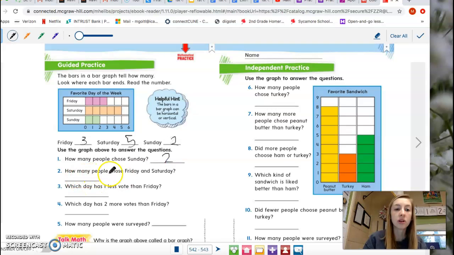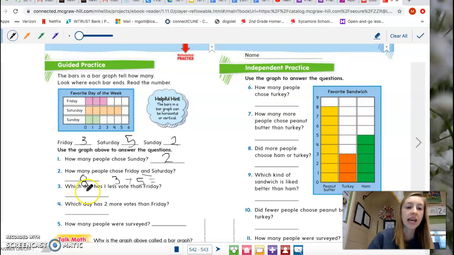Okay, how many people chose Friday and Saturday? Think, are we going to add or are we going to subtract? You're right, and means add. So we'll add Friday, there was 3, plus Saturday, which was 5. And we know that 3 plus 5 equals, you write it down. You write 8. There were 8 people altogether. Ooh, you write better than I do.